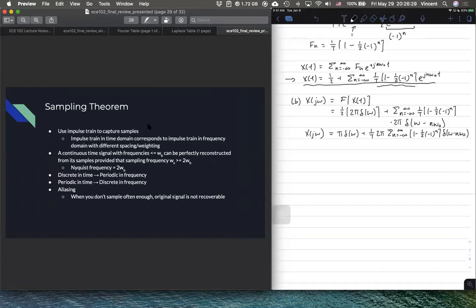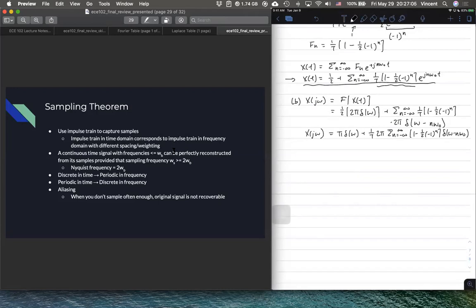Okay, so sampling theorem. I think this is the last topic. The sampling theorem says that when you're trying to convert from analog to discrete signals, you use an impulse train to capture samples of the analog signal. And this says the impulse train in the time domain corresponds to an impulse train in the frequency domain with different spacing and weighting. A continuous time signal with frequencies less than or equal to omega b can be perfectly reconstructed from the samples provided that the sampling frequency omega s is greater than or equal to omega b.